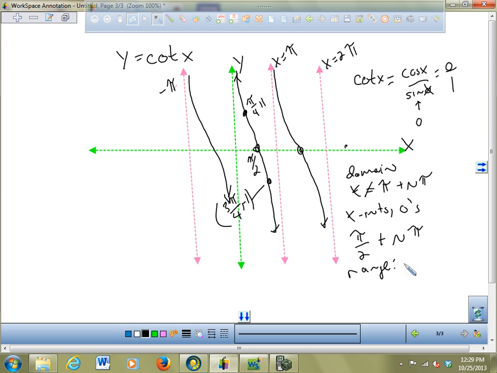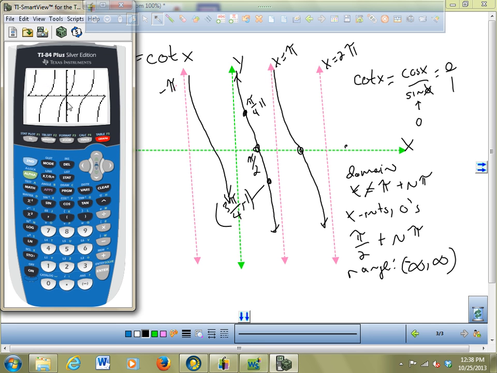Same, right? It goes from negative infinity up to positive infinity. Do you know how to graph cotangent on your calculator? I'll show you. It's kind of, watch, all you have to do is this. If I have tangent already in there, all I have to do is take my tangent function. There is no cotangent button there.